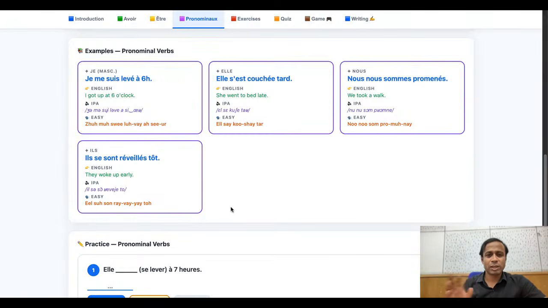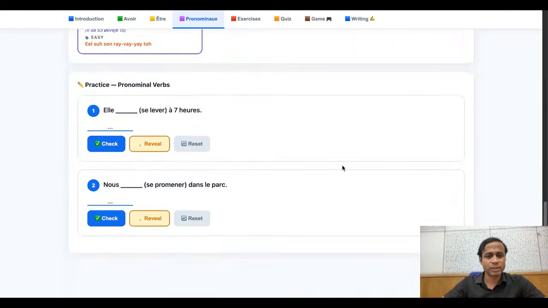So this is like être. Okay, so when you are making passé composé with être or with pronominal verb, you have to see the gender, you have to see the number of the subject. Accordingly, you have to add extra e and then s. Now let's do some examples. Okay, two questions. Elle dash se lever à 7 heures. Your answer, please. Yes, elle s'est levée à 7 heures.